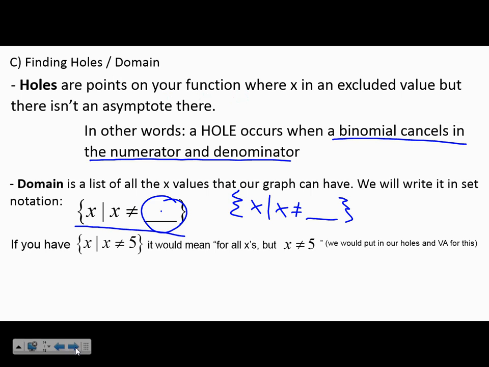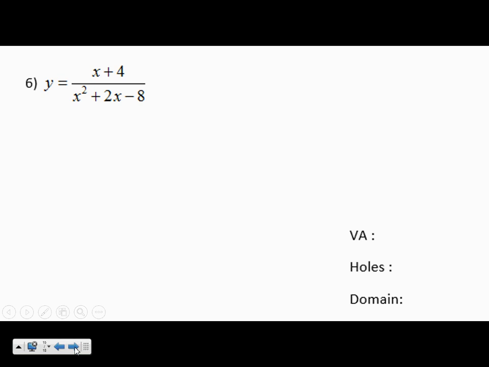So again, if you have this, it tells you for all x's, but x cannot equal negative 5. And again, we just plug in wherever our holes or asymptotes are. So now I'm trying to find my vertical asymptote, my holes, and my domain. One thing you do right away is your domain, we know is x bar, and then x cannot equal, sorry, that's sloppy. Should have given myself some more room. X cannot equal, and then we're going to put our holes or our asymptotes there.